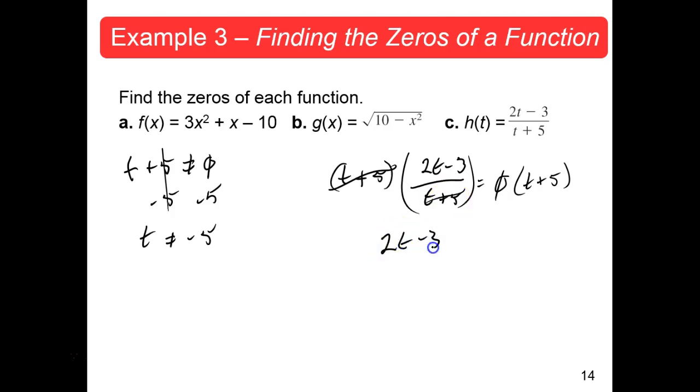2t minus 3 is equal to? Say again? 0, because 0 times t plus 5 is still 0. Now, we got a pretty easy thing to solve, don't we? And what would that be? How would we do it? Add 3 to both sides, and then 2t is equal to 3. Divide by 2, and you get t is equal to 3 over 2. 3 halves, 1 1/2, and that's not equal to negative 5, so we're in the clear, okay? If that had been negative 5, no answer, okay?